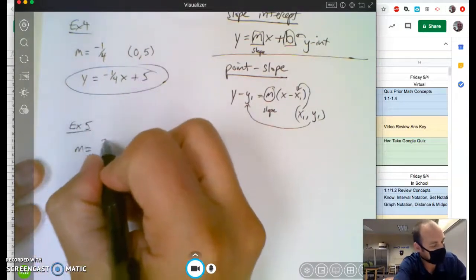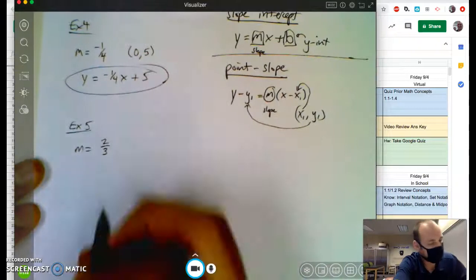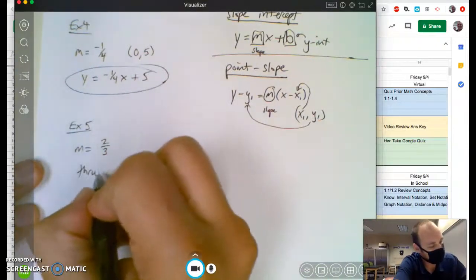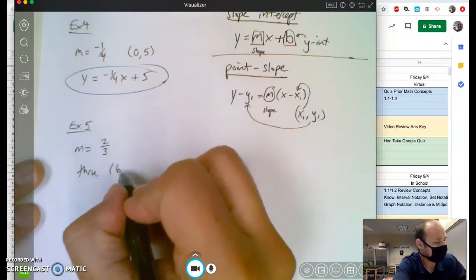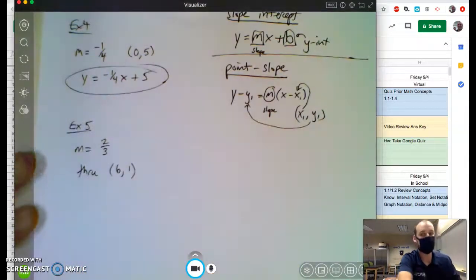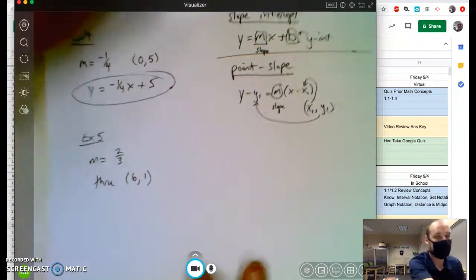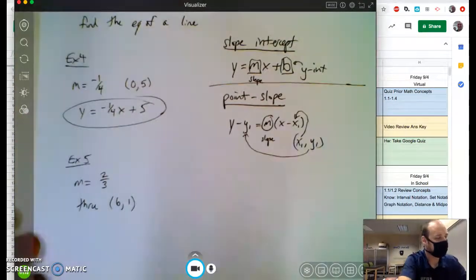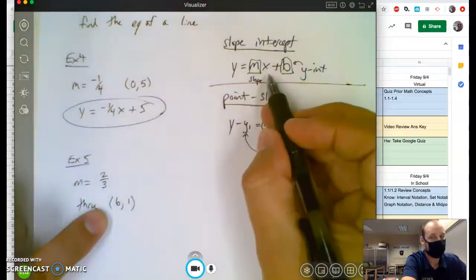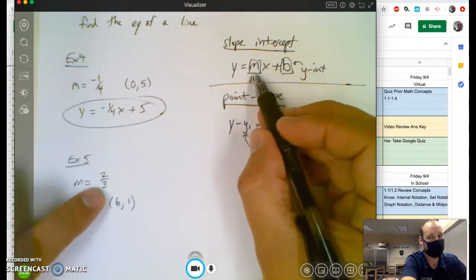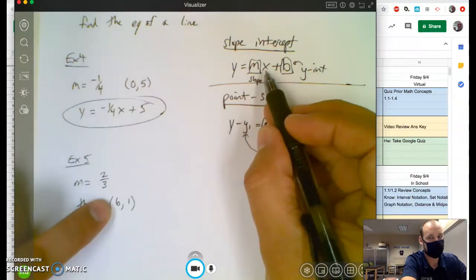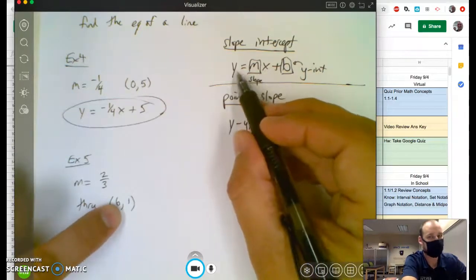Okay. The next step up in difficulty is if they say the slope is, let's say, 2/3, and it goes through the point, let's say (6, 1). Can you write the equation of a line? Now, there's two different ways to do it. You could do slope-intercept and plug in your m for slope, obviously, the x part of the point for x, and the y part of the point for y, and solve for b.